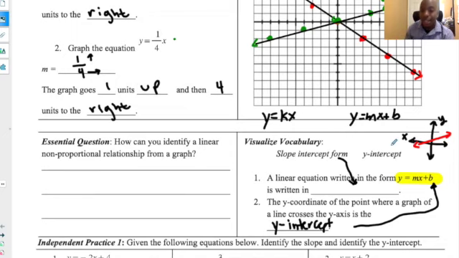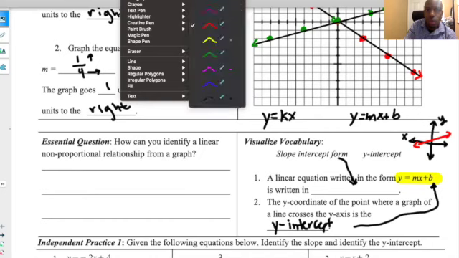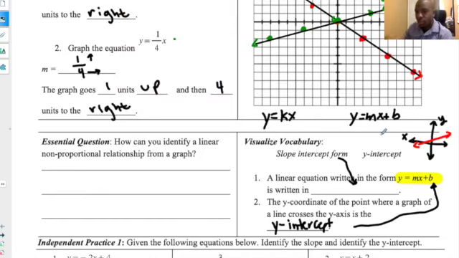Where would the y-intercept be? The y-intercept is wherever that line crosses the y-axis, and you and I both can see that that point is right here. Okay, that's right there. So it crosses the y-axis at that point. That point will be considered the y-intercept.